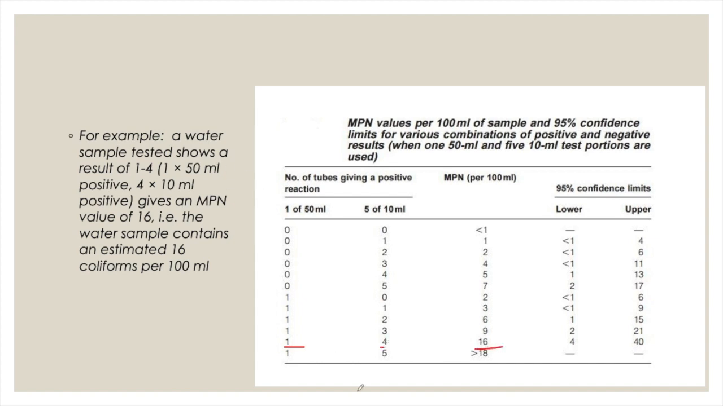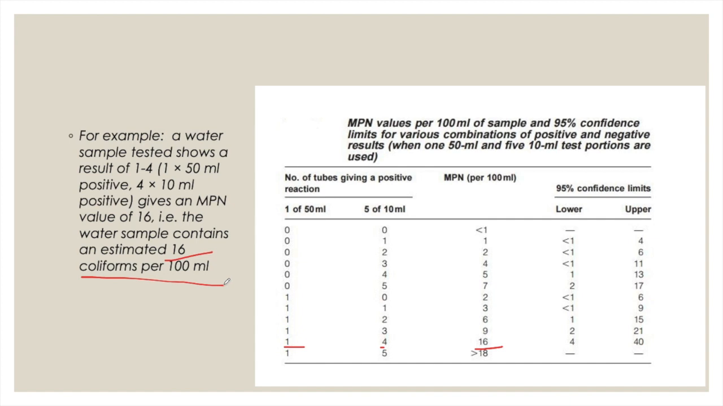Since we have only two types of tubes here, only a combination of two numbers will be observed. For the first one, it should be either positive, that is 1, or negative, that is 0. And for the other one, the value lies from 0 to 5. From this we read the MPN value, just like here, 16 coliform per 100 ml. This was the presumptive test for the presence of coliform bacteria in the water sample.